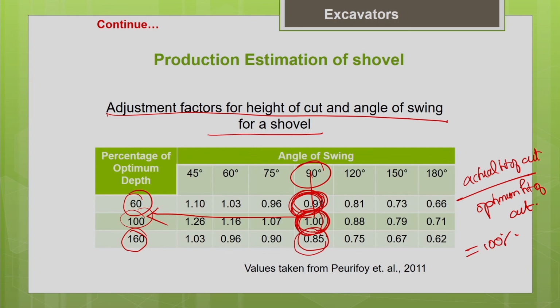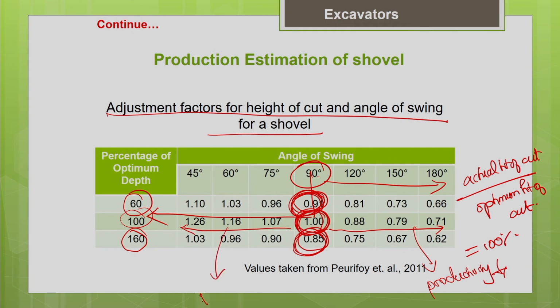When the height of cut is more, your correction factor also is less, and the productivity is going to be less. Similarly, when you consider the angle of swing, when it is more than 90 degrees, you can see that the correction factor is reducing. It shows that your productivity will reduce. But if your angle of swing is lesser than 90 degrees, you can see that the correction factor is increasing. That means your productivity is increasing.